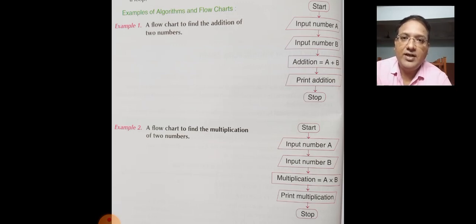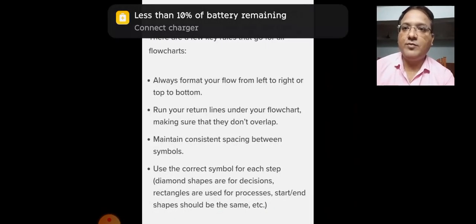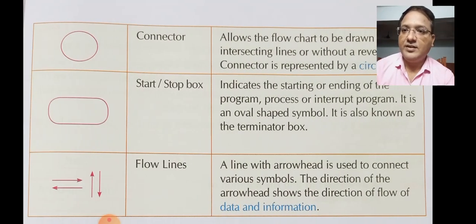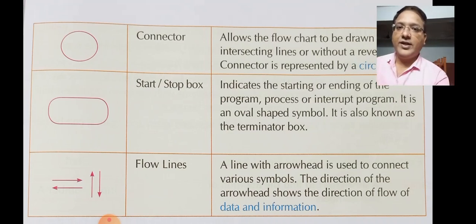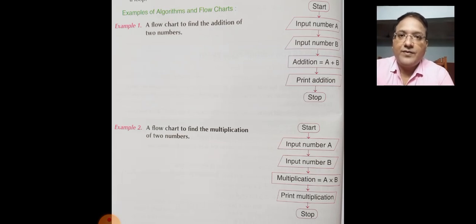Okay? Start. Next, input. So start. For starting, which symbol is used? See, for starting, which symbol is used? Start and stop box. Got it? So see here, for start, which symbol have we used? Start and stop box. Now next, input number A, input number B.